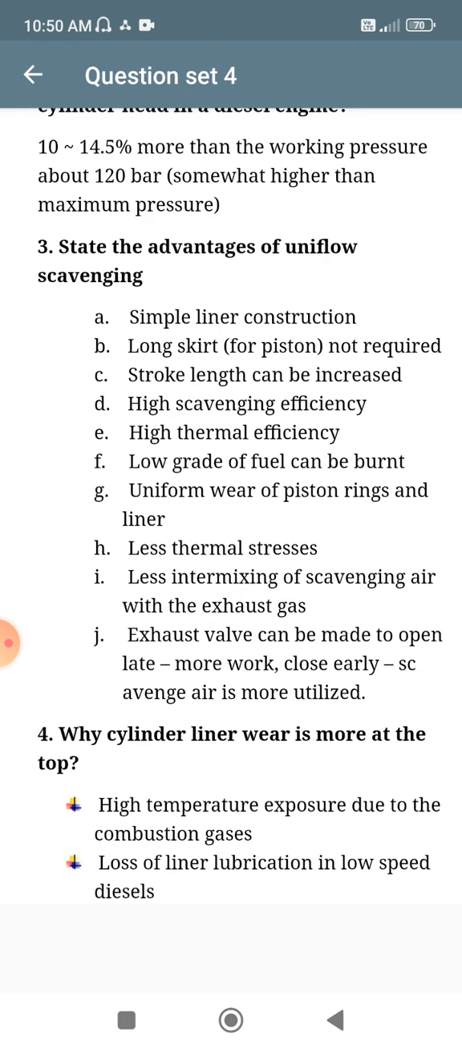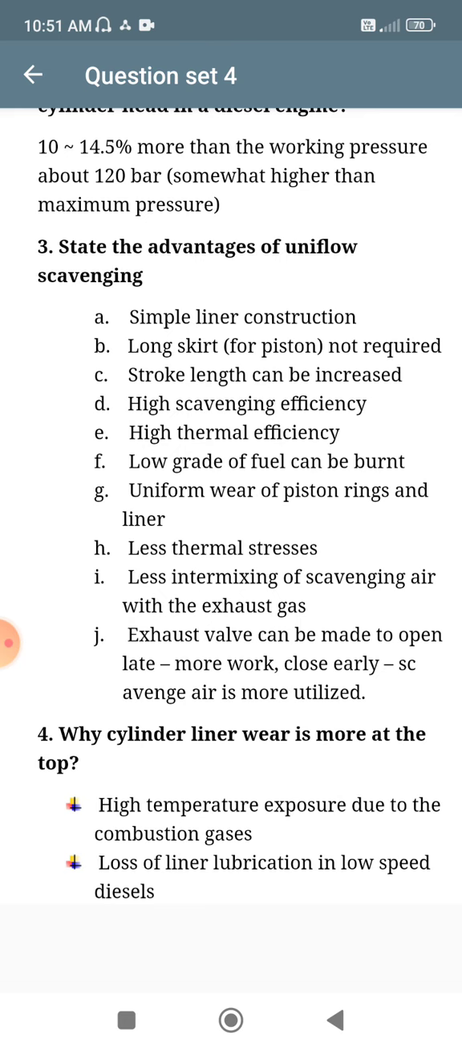The advantages of uniflow scavenging are simple liner construction, long skirt for piston is not required, stroke length can be increased, high scavenge efficiency, high thermal efficiency, low grade of fuel can be burnt, uniform wear of piston ring and liner, less thermal stress, less intermixing of scavenge air with exhaust gas. Exhaust valve can be made to open late, then more work, or we can close early, so that scavenge air is more utilized. These are the advantages of uniflow scavenging.